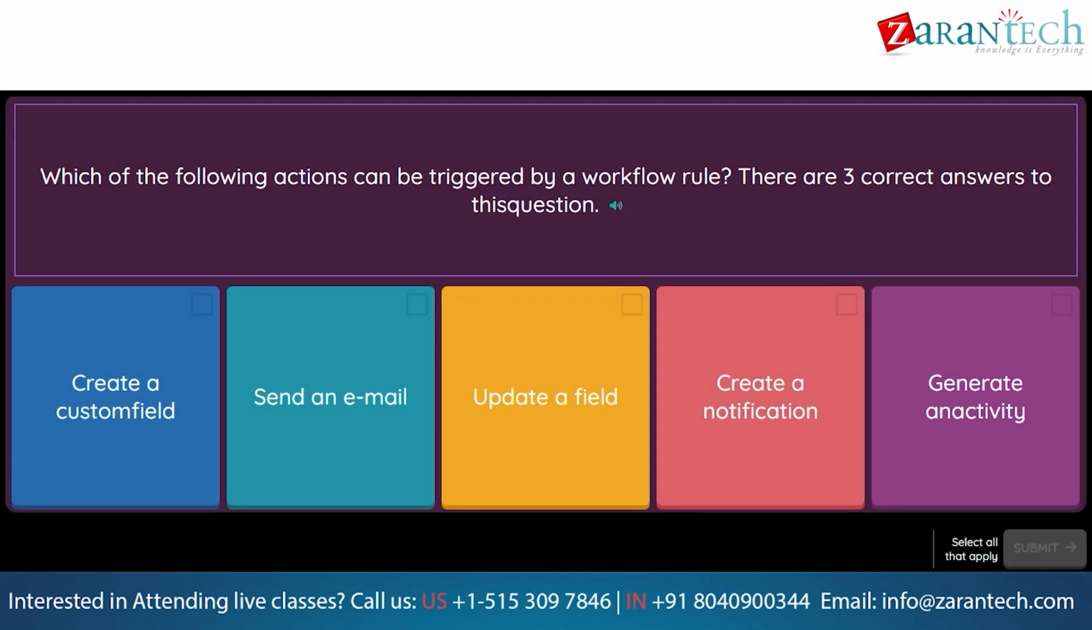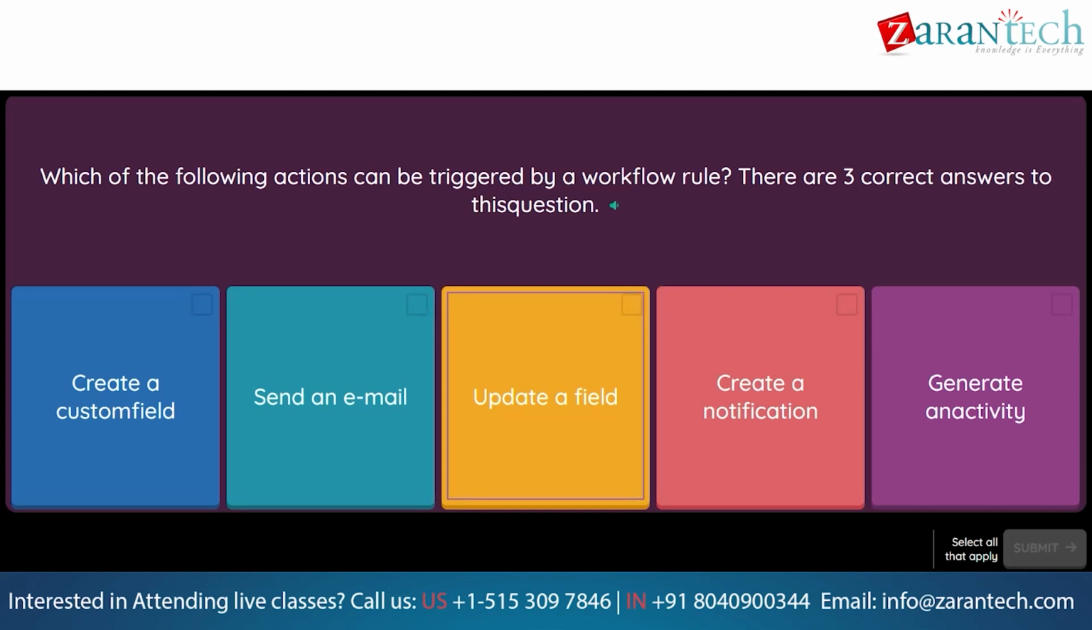Question: Which of the following actions can be triggered by a workflow rule? There are 3 correct answers to this question. Option 1, create a custom field. Option 2, send an email. Option 3, update a field. Option 4, create a notification. Option 5, generate an activity.